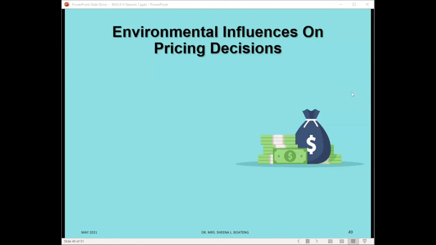It's economics. So let's look at some environmental influences on pricing decisions, which will determine which of these pricing options a firm will choose. Tara, please go ahead.